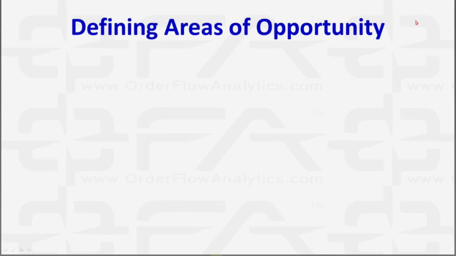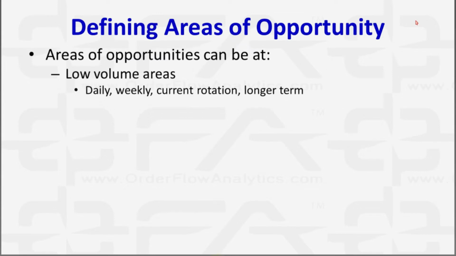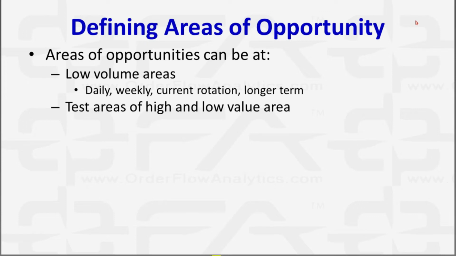All right. How do we define areas of opportunity? The value area was just an example. Low volume areas, either daily, weekly, current rotation, longer term. Test areas of high and low value. Value area is just one example. I showed you an example the other day where a naked VPOC, a VPOC from a previous day that hasn't been touched in the RTH session.